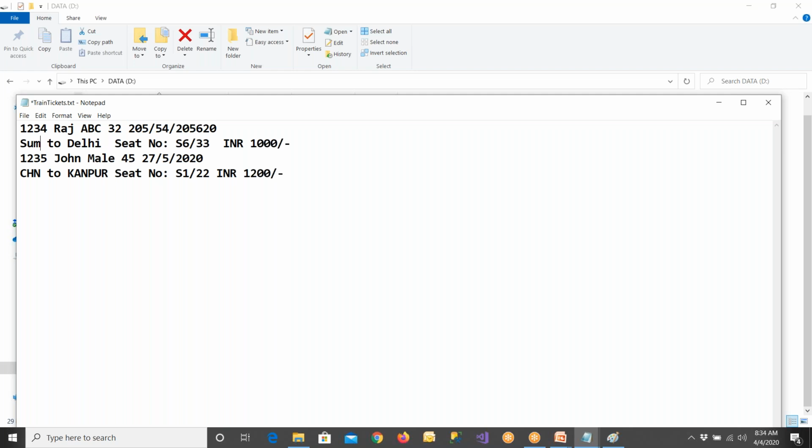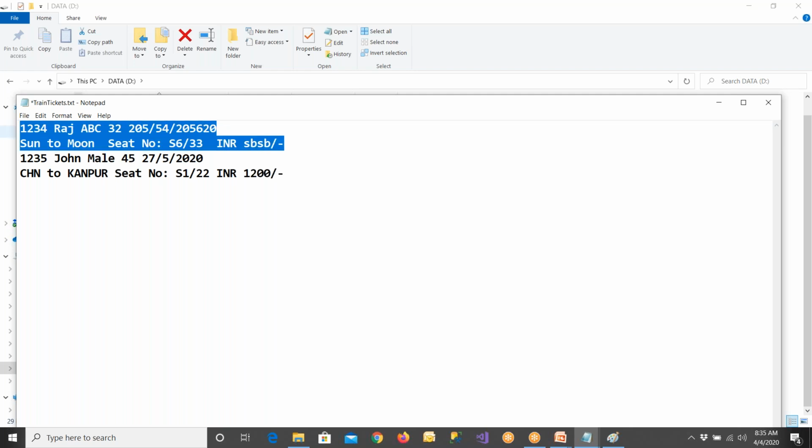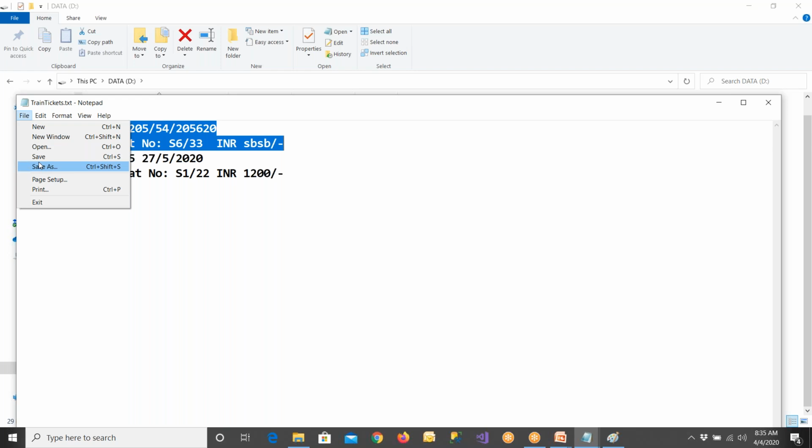So when people say "sun to moon", any hacker trying to come here and modify a lot of things over there, they're saying "sun to moon, I would like to go on this date, and the seat number is something, I paid some ABC amount." So a lot of data is manipulated, a lot of data can be completely changed, and people are simply saving it.